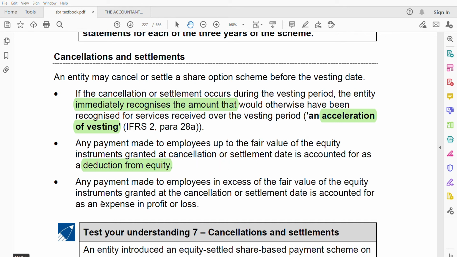Next, any payment made to employees in excess of the fair value of the equity instruments granted at the cancellation or settlement date is accounted for as an expense. That means when the payment at cancellation or settlement is more than the fair value, the two fair values are compared, and the excess of it will be recognized as an expense.